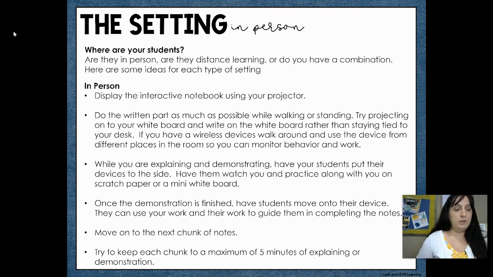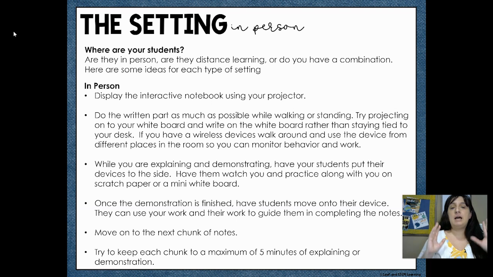You don't want them focused on adjusting their text size. You don't want them focused on moving around a text box. You don't want any of that to be their focus. So have them do their initial note-taking old school, paper and pencil, or slightly old school, dry erase marker and marker board.